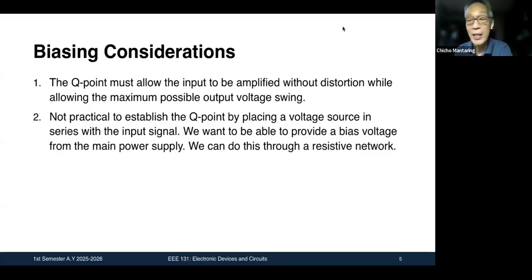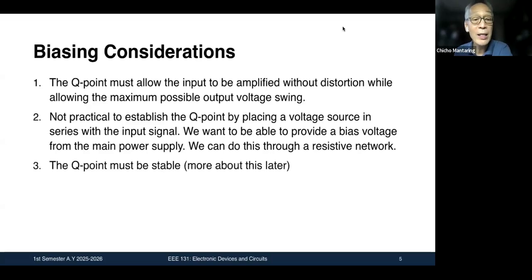I'm going to give you a very simple example in the next slide. Now, the third biasing consideration is that the Q point must be stable. So it's going to be premature for me to talk about this now. We're going to talk about this more in the later part of this particular lecture.